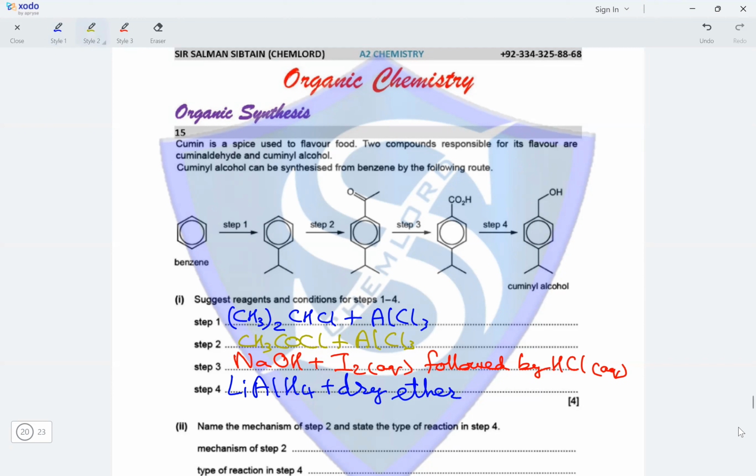Next, we have: name the mechanism for step 2 and state the type of reaction in step 4. Step 2 is electrophilic substitution, and the type of reaction in step 4 is reduction.